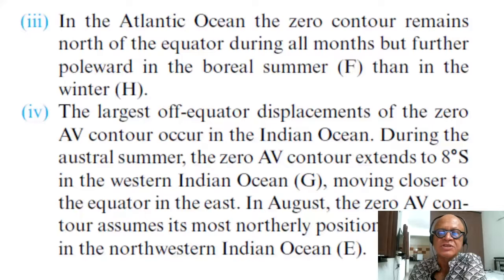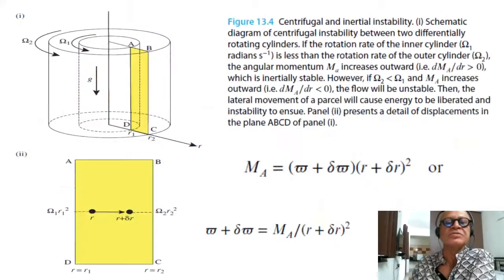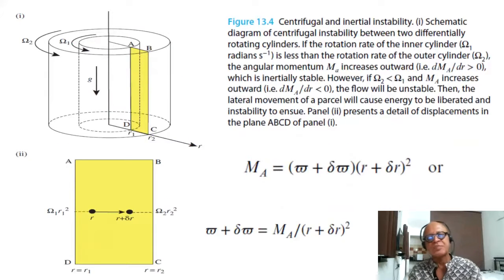Largest off-equatorial displacement of the 0 AV contour occurs in the Indian Ocean. During the austral summer, the 0 AV contour extends to 8 south in the western Indian Ocean, moving closer to the equator in the east. So it's tilted, like the cloud band. In August, the 0 AV contour assumes its most northerly position near 10 north in the northwestern Indian Ocean. Obviously, monsoon has a much more complicated story to tell.